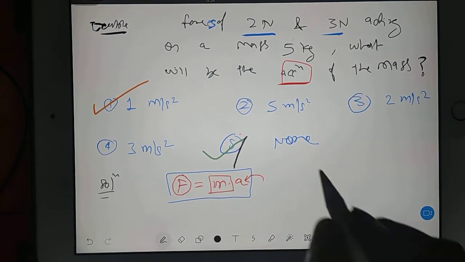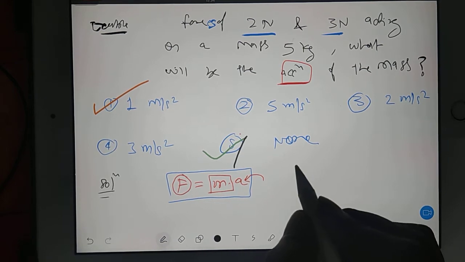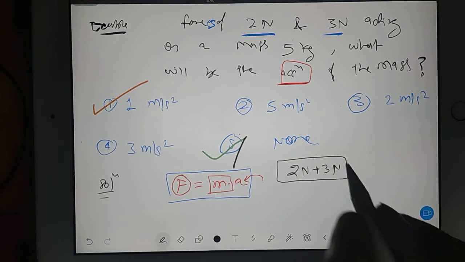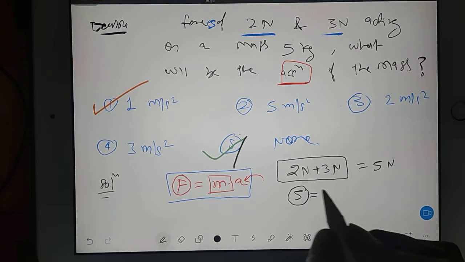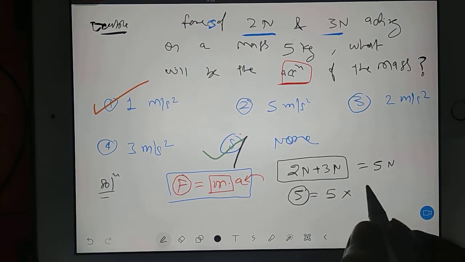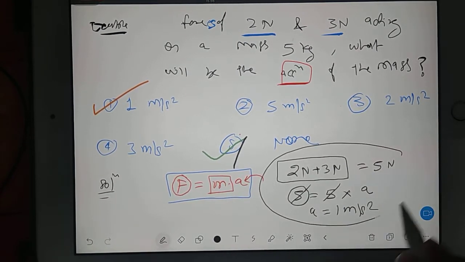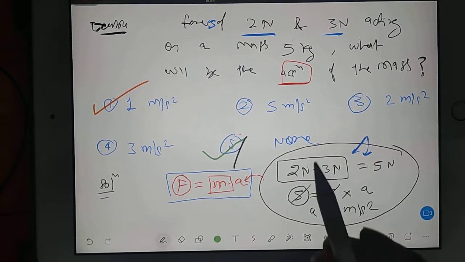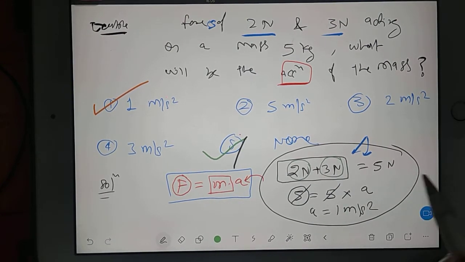Now some students will make a big mistake. What mistake may some students make? They may think that if you add the 2 Newton force and 3 Newton force, you will get the final force, that is 5 Newton. So this 5 they will use as the resultant force, and mass they will use as 5, and the 5 gets cancelled. Acceleration a is equal to 1 meter per second square. Some students may follow this, but guys, you may think that your solution is correct, but force is a vector quantity. So how can you add directly without knowing the direction?